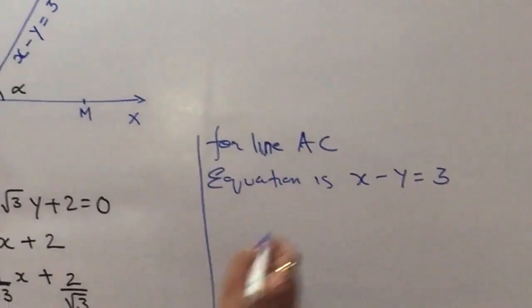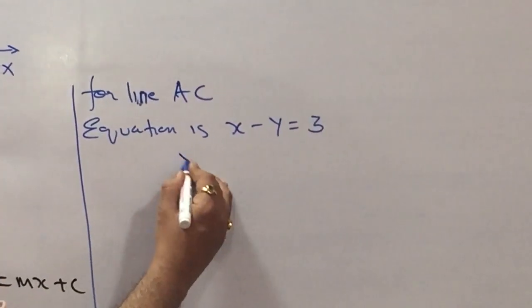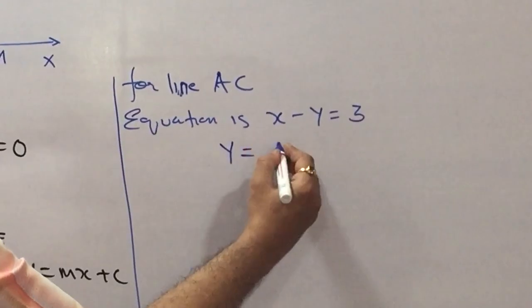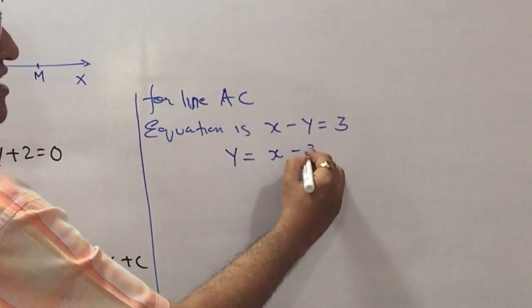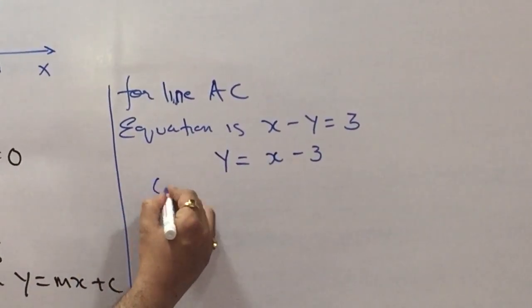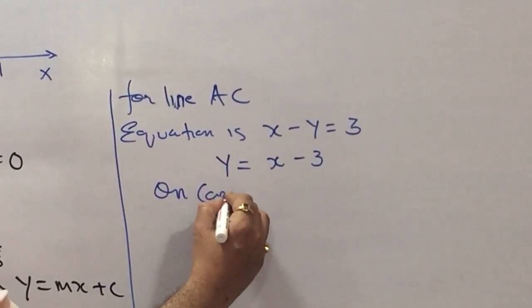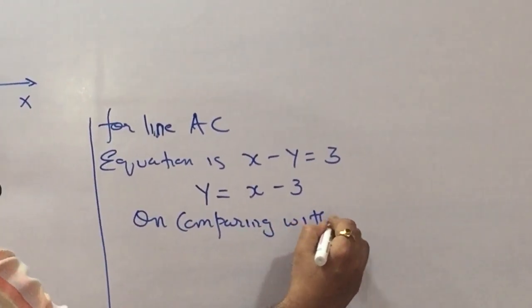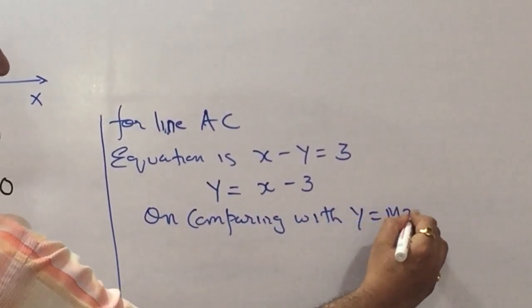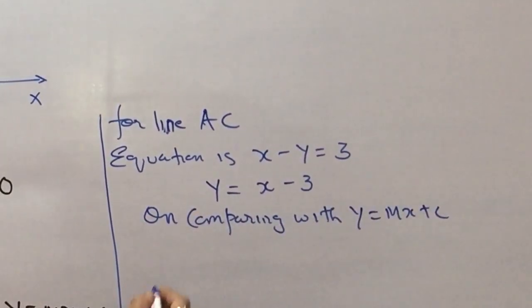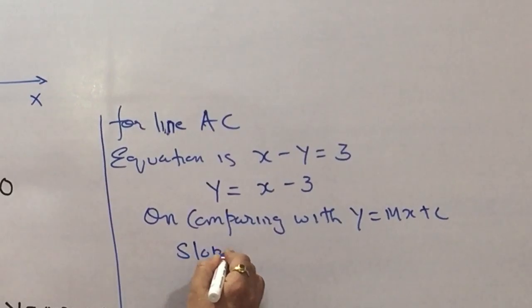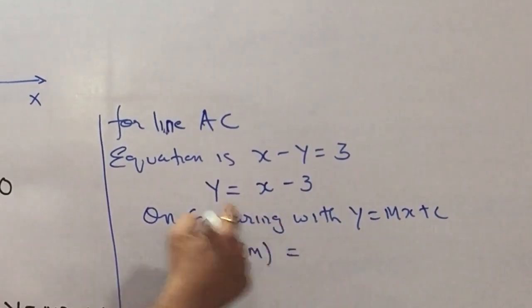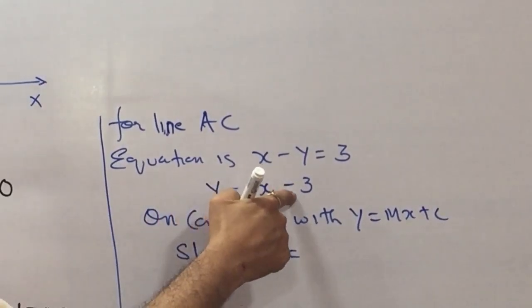Slope intercept format. So when I shift this minus y over there, y equals, this 3 will come over here, x minus 3. On comparing with y is equals to mx plus c, this time I am getting slope m. Can we see that? y is equals to mx plus c.